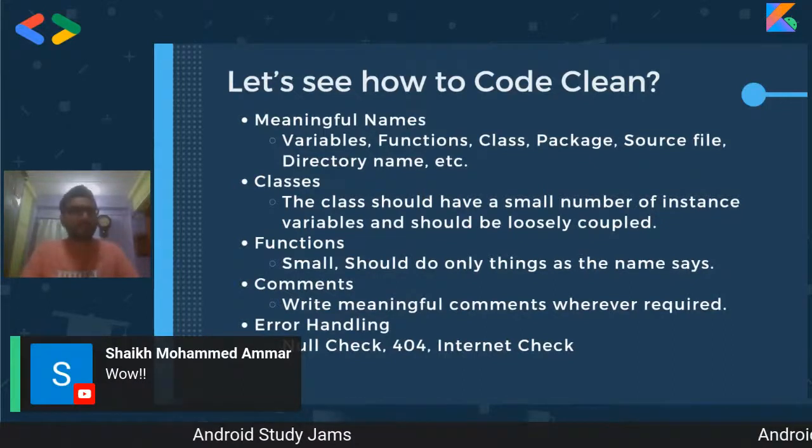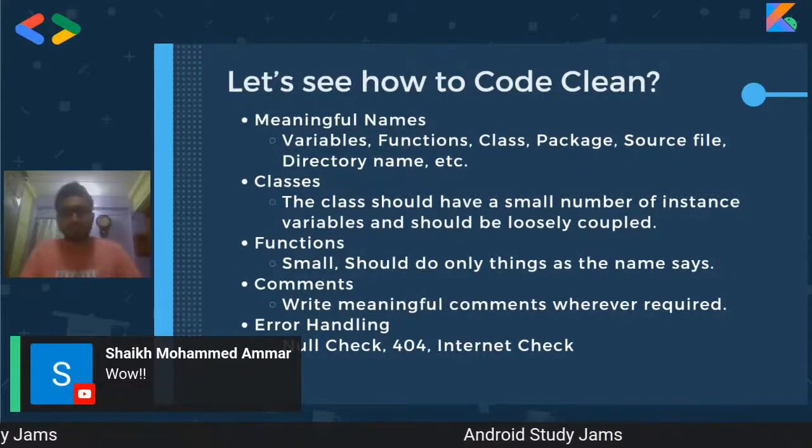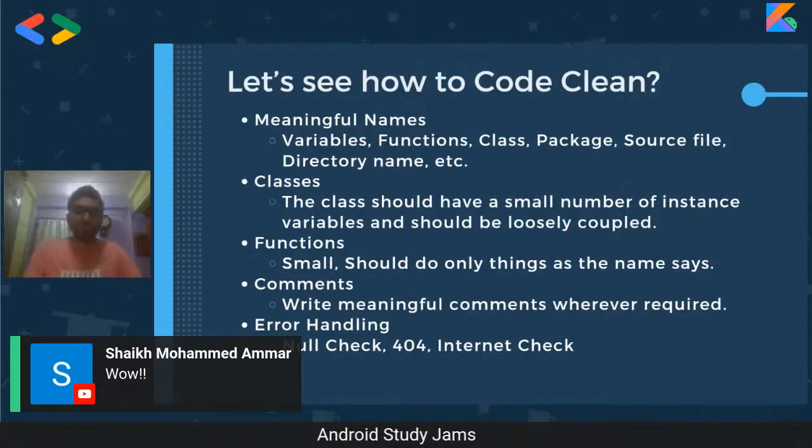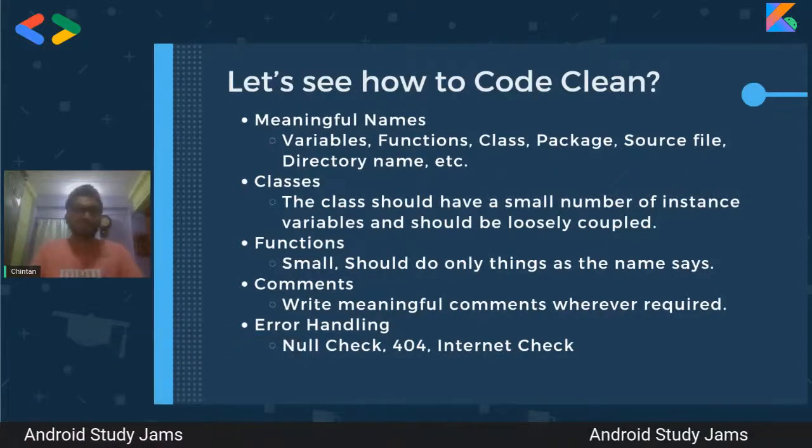So 1 means success, 2 means it fails, 3 means data not available. So you should write down those comments wherever it's required. Then the next part is error handling.